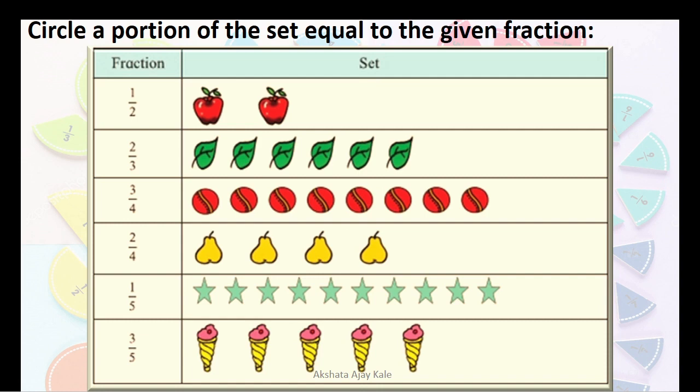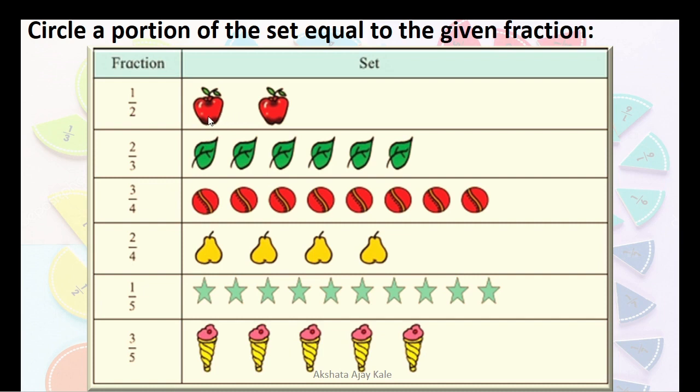Now on this basis we have to apply the knowledge to this. Here sets are given. You know how to make the sets now. Correct? See, this is a set of 2, and sets like this are given. But we have to circle the portion of the set equal to the given fraction. Here 2 are given, and we have to show the half fraction, half of the set.